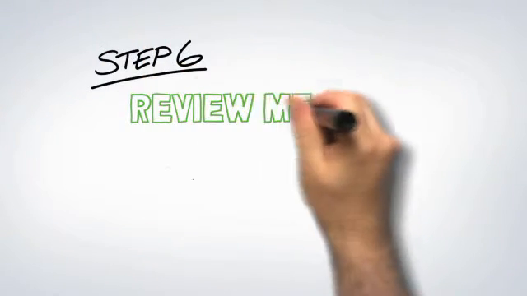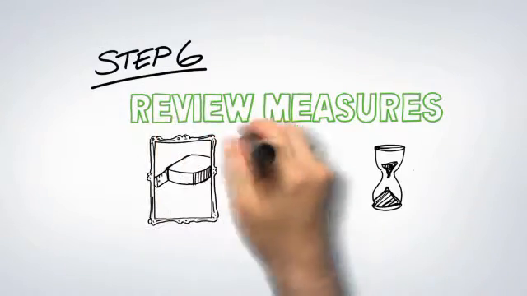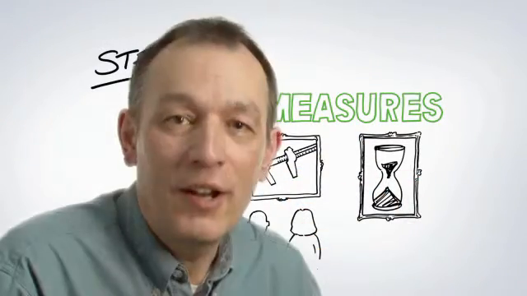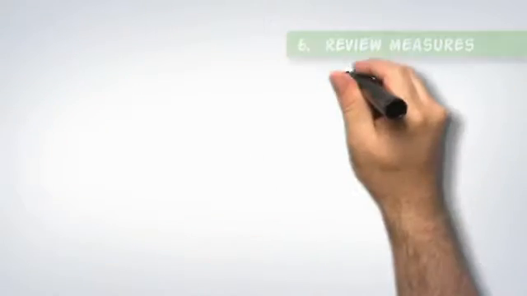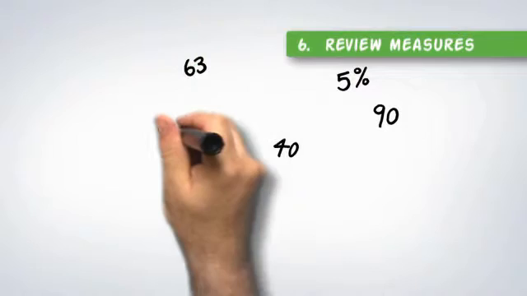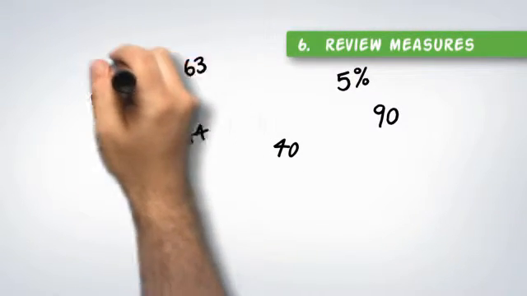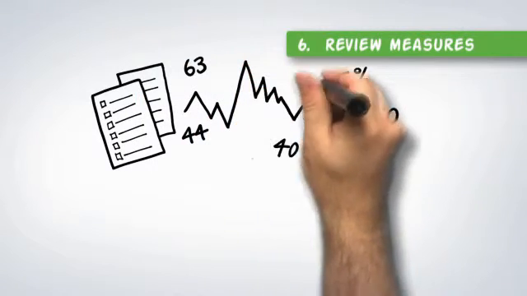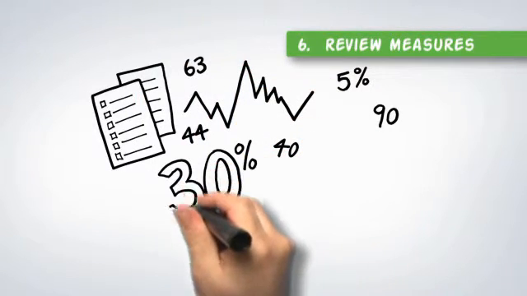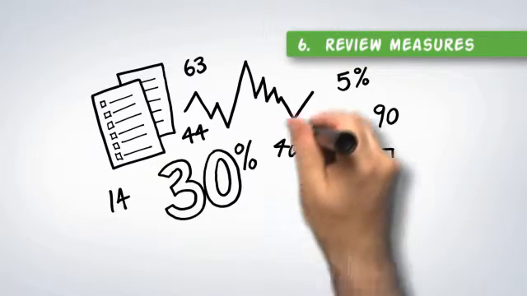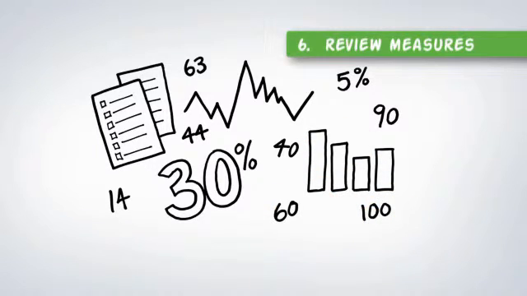Step 6, review measures. The purpose of collecting our data is to help us make better decisions. That doesn't happen by chance. We need to make time as a project team to look at our data regularly and decide what to do next. Are we getting the outcomes we're expecting? What is the data telling us about changes, good or bad? And finally, so what do we now need to do?